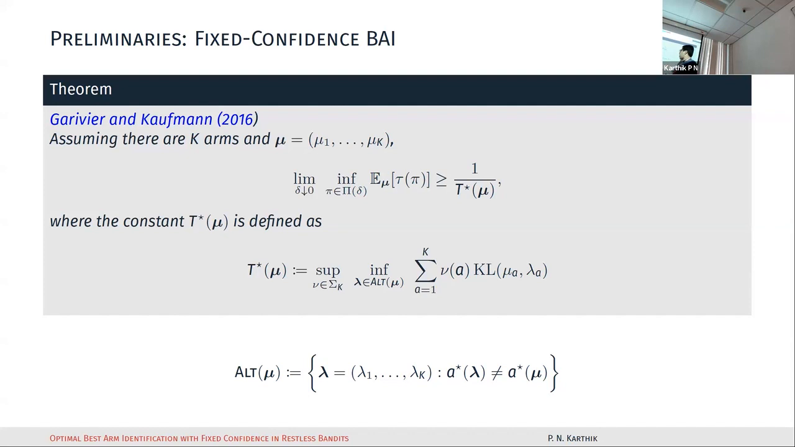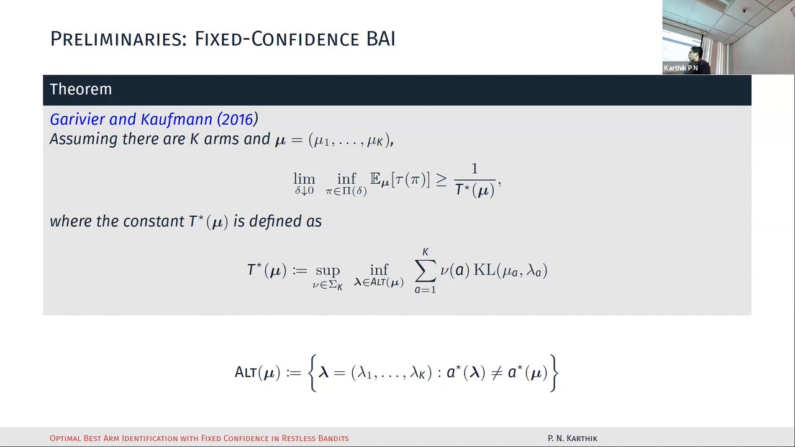An alternative lambda. What is an alternative lambda? It's the collection Alt mu. Alt mu is the collection of all lambdas in which the best arm is different from the best arm in mu. So there is a best arm corresponding to mu. That is what the learner wants to identify. Alt mu is the collection of all instances for which the best arm is different from the true best arm. If the learner identifies any one of these as the best arm, he is wrong. So these are all the confusing instances, so to say, which trick the learner into believing that the best arm is something else other than A star mu.